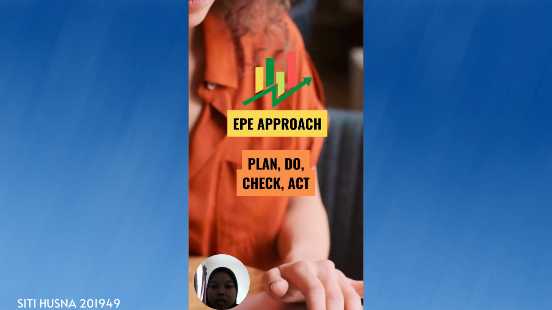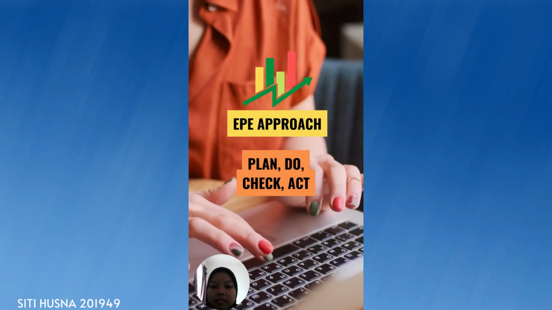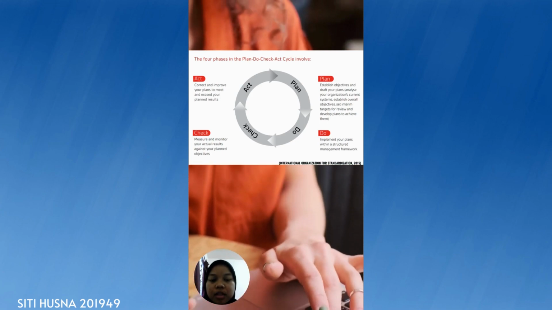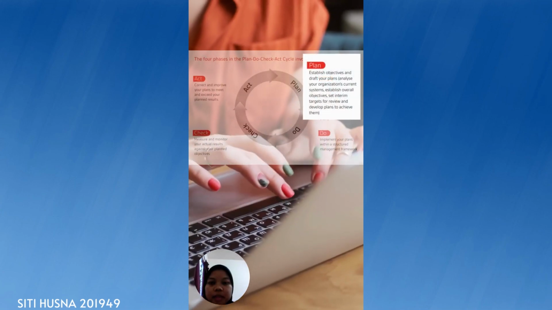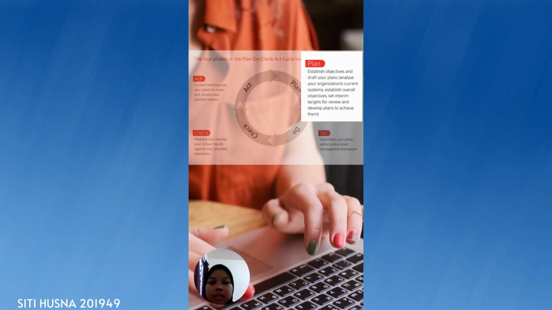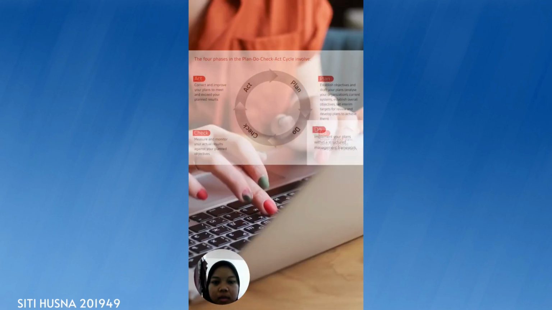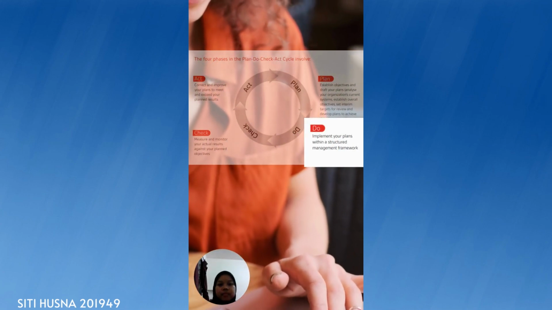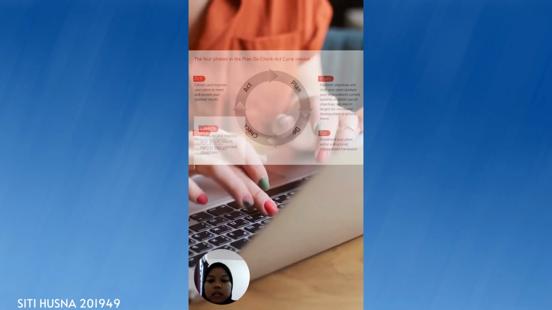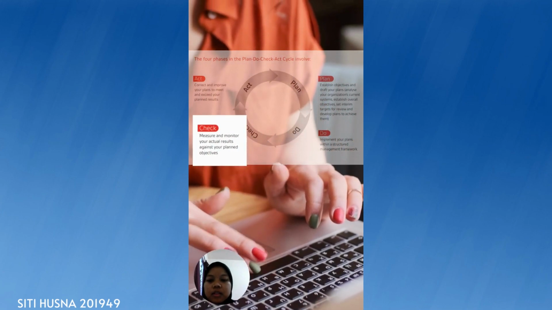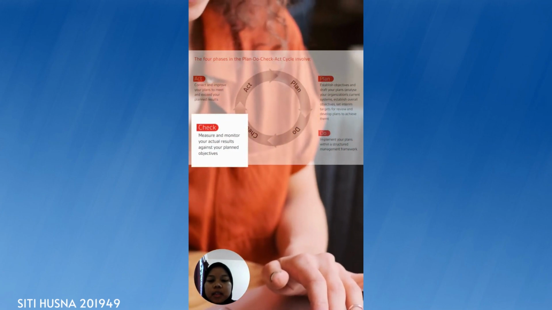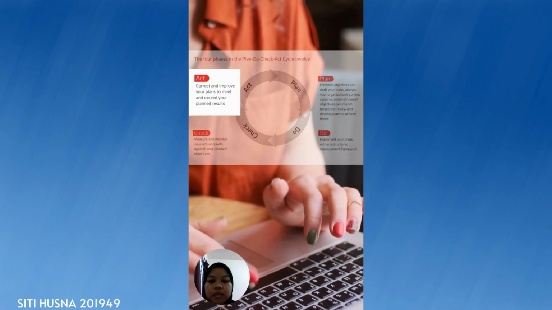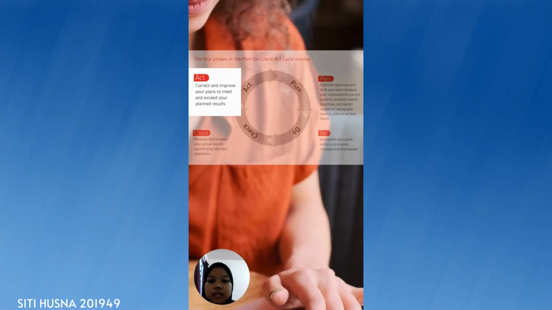Now I would like to share about the environmental performance evaluation approach, which is plan, do, check, and act. On the screen now is an EPE approach that consists of plan, do, check, and act. The first phase is plan, which is establish objectives and draft your plan. The second phase is do, which is implement your plan within a structured management framework. The third phase is check, which is you measure and monitor your actual results against your plan objective. And the last one is act, which is you correct and improve your plan to meet and exceed your planned result.